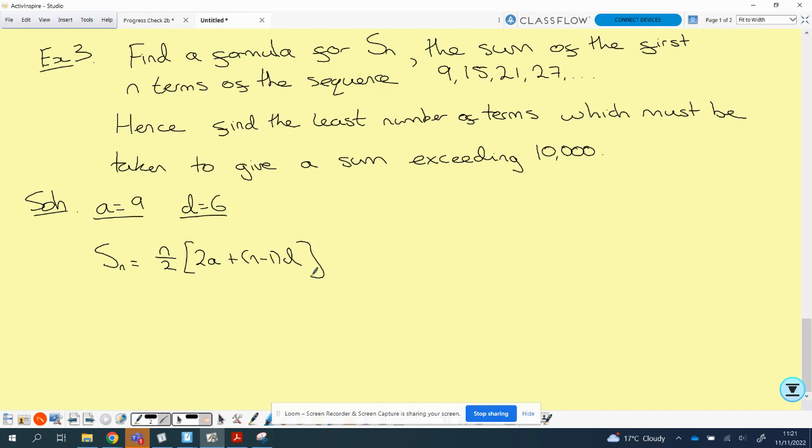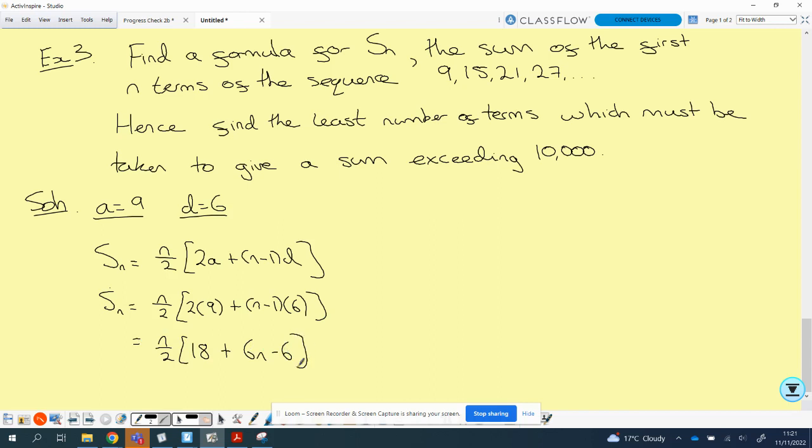So that's our formula that we've got for working out the sum. Now we're going to substitute the values of A and D into that and then tidy up. So it's going to be still n over 2 multiplied by 2 lots of A. That's going to be 2 lots of 9 plus n minus 1 times 6. Okay, tidy that up. That's going to give me 18 plus 6n minus 6.